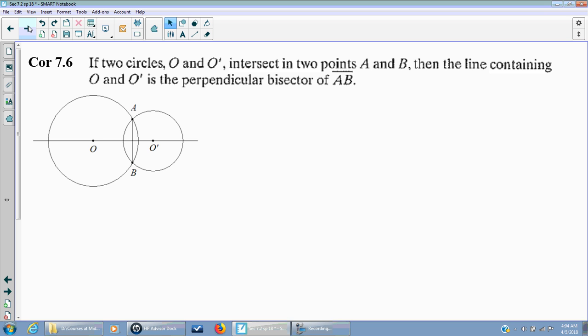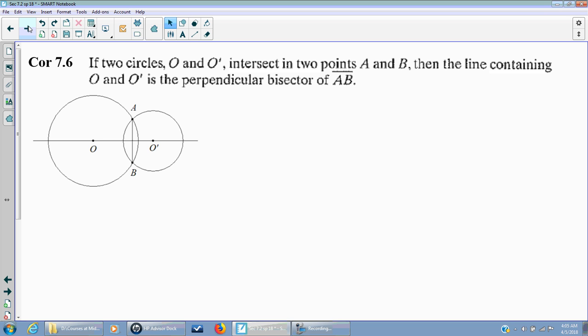Corollary 7.6. If two circles, O and O prime, intersect in 2 points A and B, then the line containing O and O prime is the perpendicular bisector of AB. This is pretty straightforward in that these 2 points A and B, when you have two circles intersecting here, they form a chord for a circle O. So the perpendicular bisector of AB goes through O. They form a chord also for circle O prime.